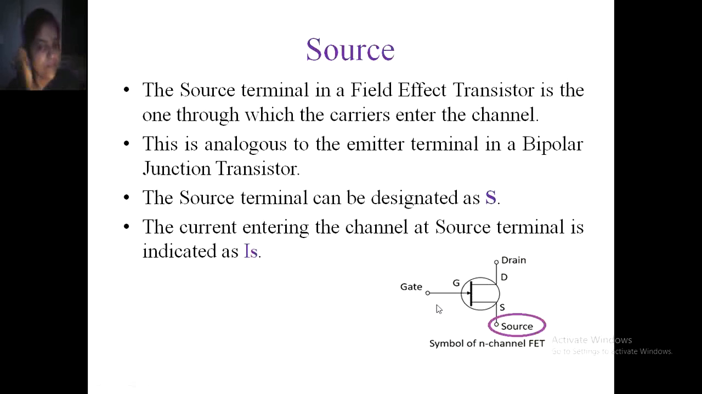So let us see the terminals of the FET one by one. First, the source terminal. The source terminal in a FET is the one through which the carrier enters into the channel. This is analogous to the emitter terminal in a BJT. The source terminal is designated as S. The current entering the channel at the source terminal is indicated as IS.